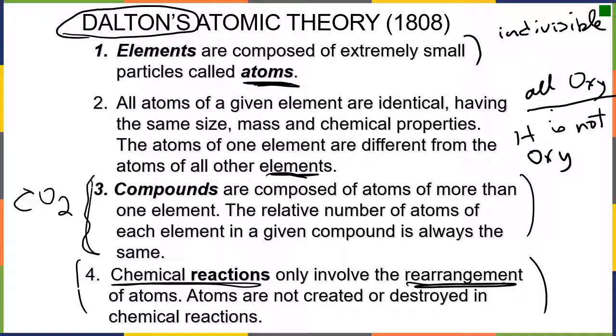And the interesting thing is, in fact, this mostly works today. The only thing that is different is that we know atoms are not indivisible. We have subatomic particles, and we know that each atom is not identical. We can have isotopes where we can have changes in the number of neutrons, but it will not change the chemical properties.